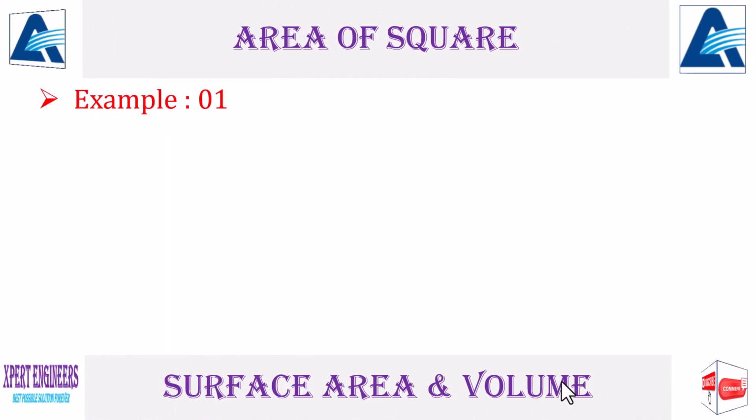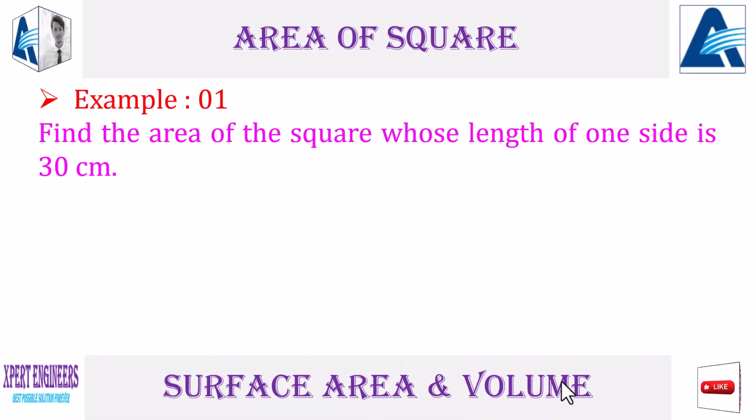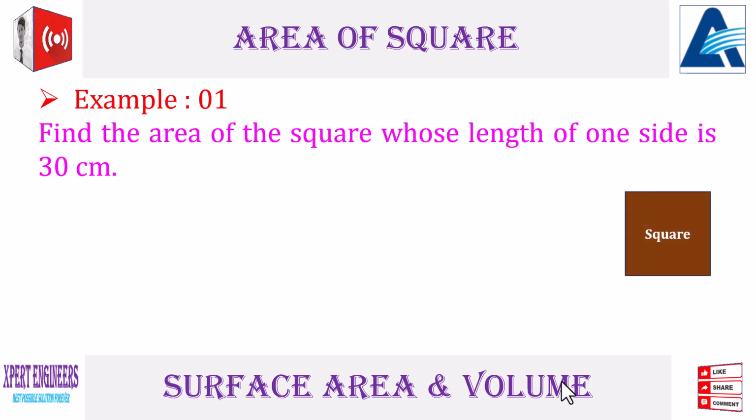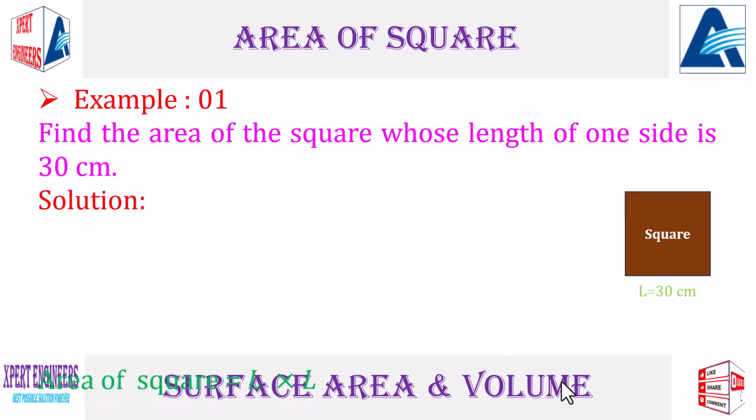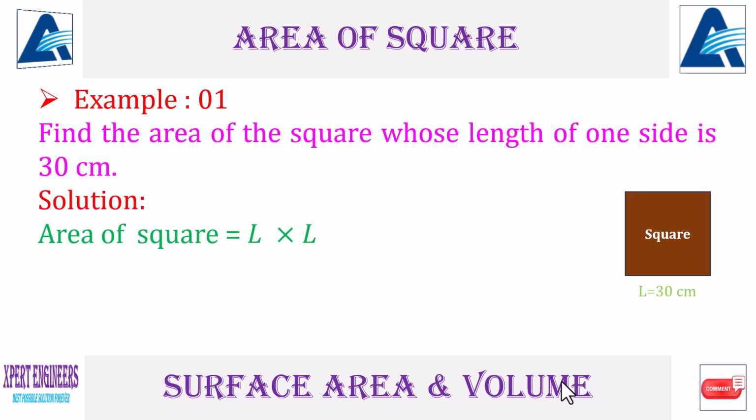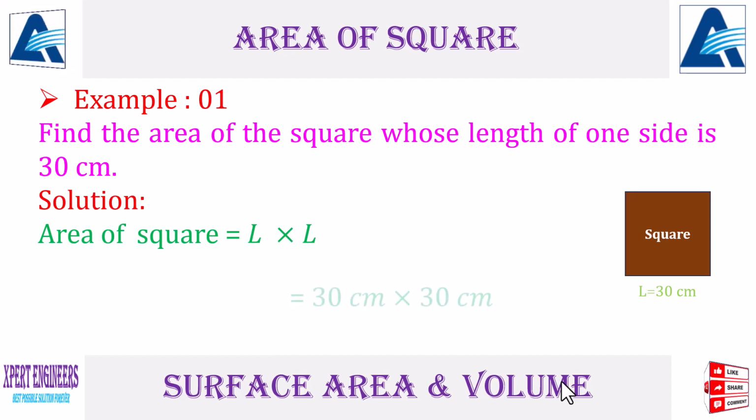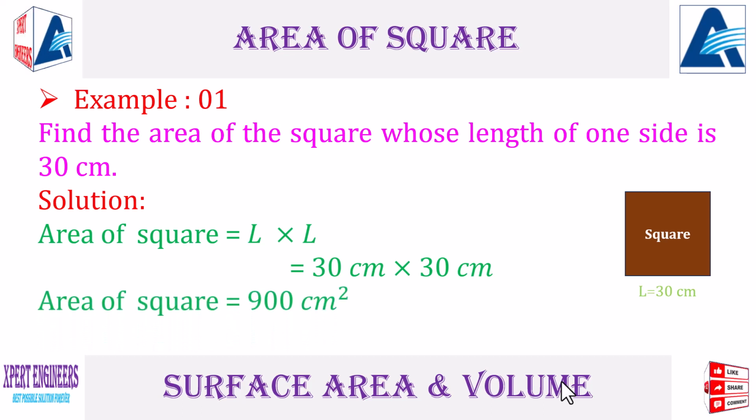Now let's solve an example. Find the area of sphere whose length of one side is 30 centimeter. Let's suppose that we have this sphere and the length of one side is given to us, that is equal to 30 centimeters. It means that the length of all other sides must be 30 centimeter. As we know that area of sphere is equal to length multiplied by length. By multiplying its length, we get the area of sphere is equal to 900 centimeters square.